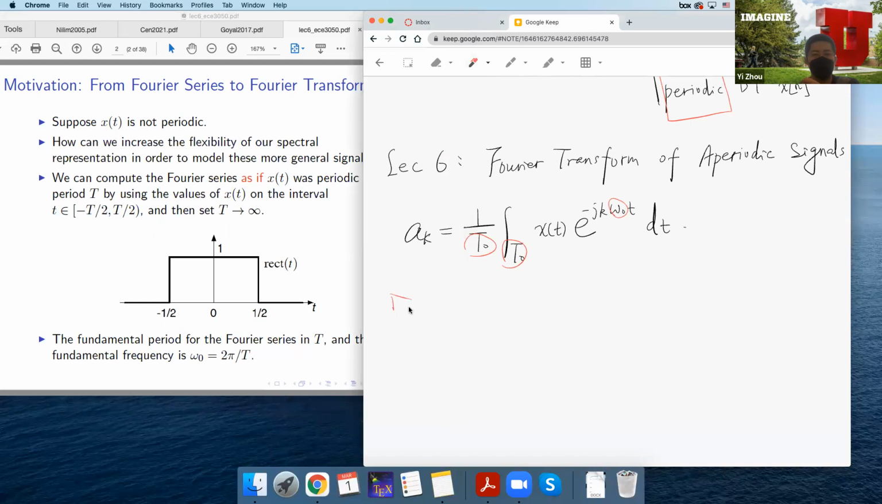Okay, so we can do this in two steps. First, calculate a_k for a specific fundamental period T_0. And then the second step is to push this fundamental period to infinity.